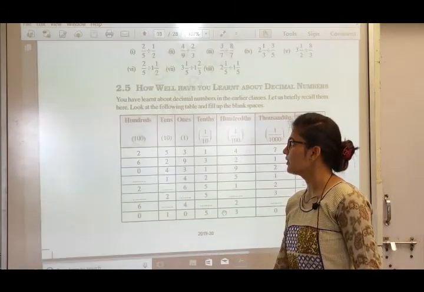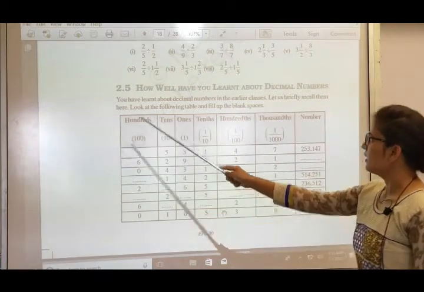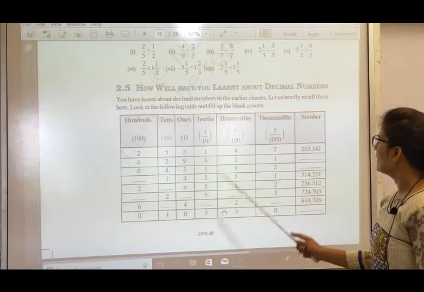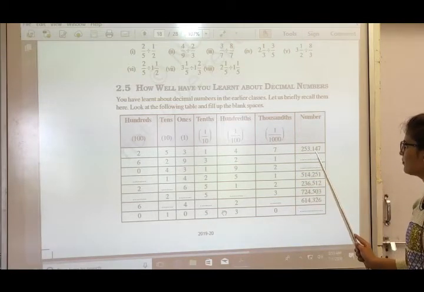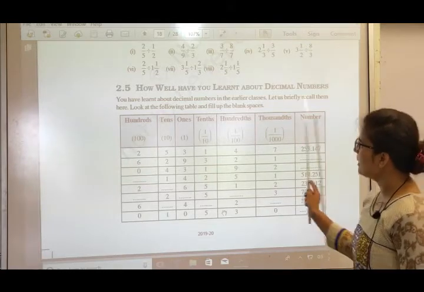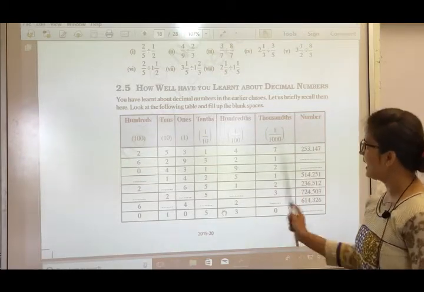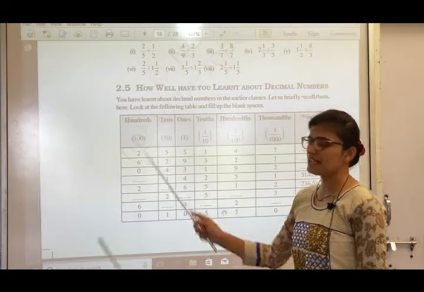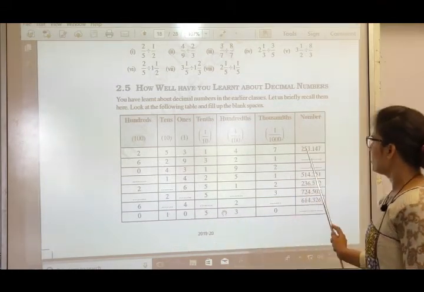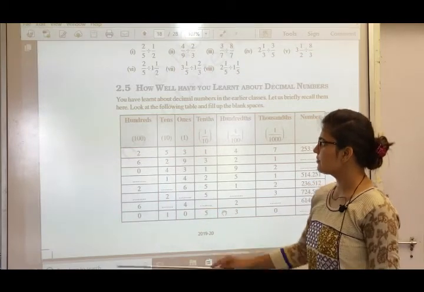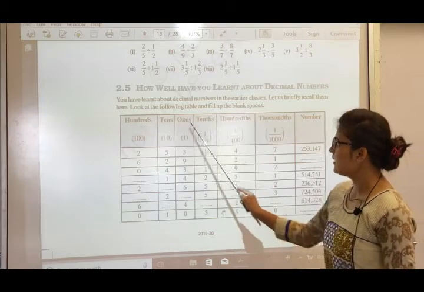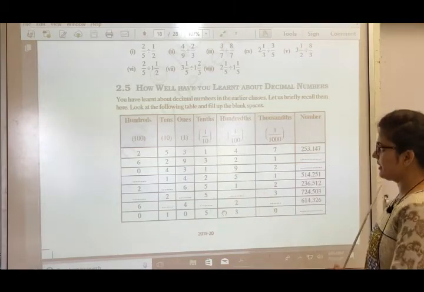Here you can see 2.5. A chart or a table is given to you, and here a number is given: 253.147. So how will this be written in the expanded form? For that you should know the place values of that number. So here you can see 2 is at the hundreds place, 5 is at the tens place, 3 is at the ones place, after the point.